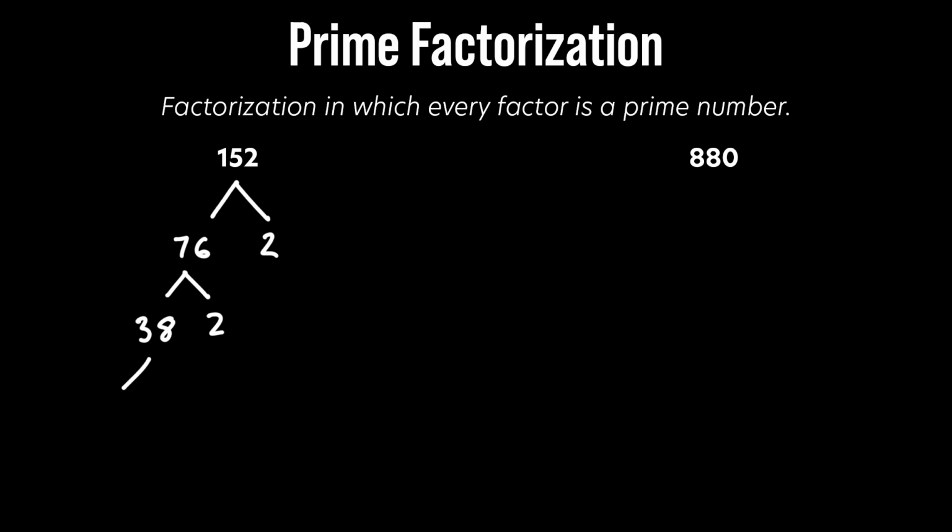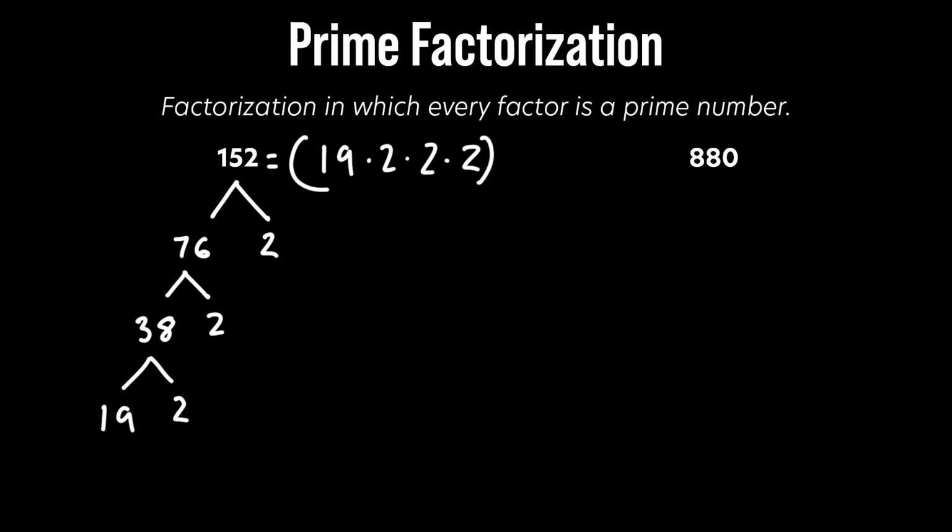And we can further break up 38 into, again, 2. And this would be 19. And we're finished. So the prime factorization is 19 times 2 times 2 times 2. 152 is equal to this number.